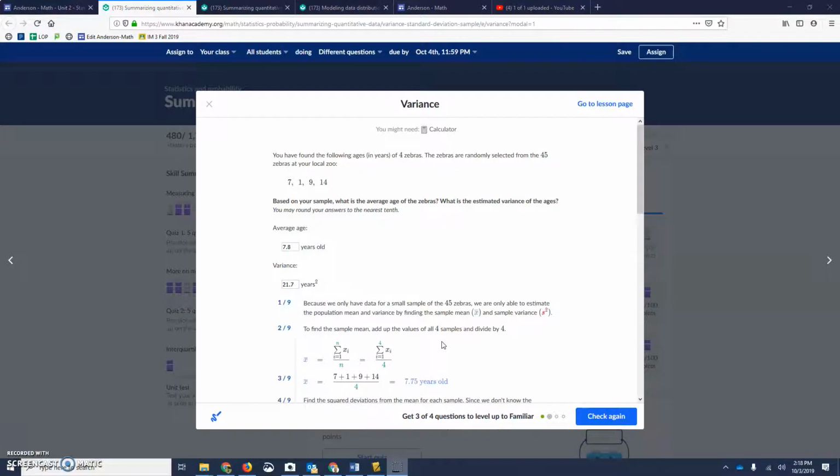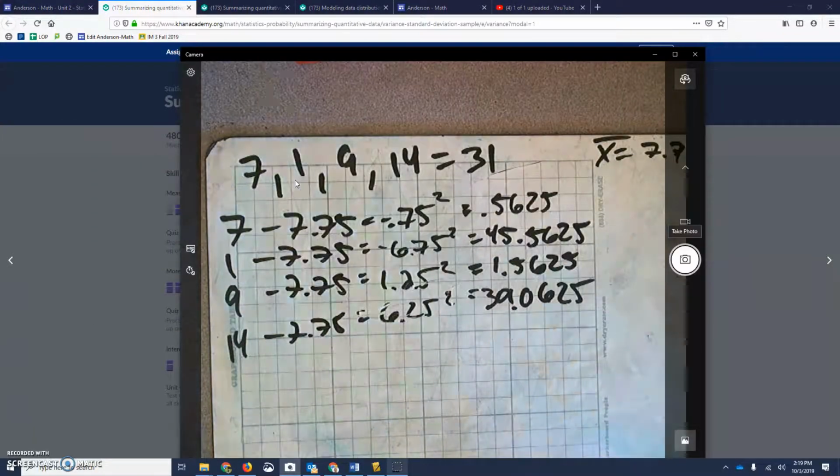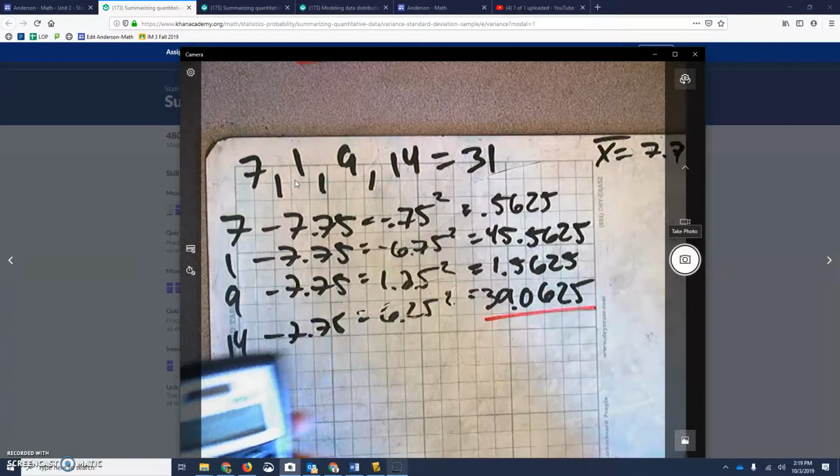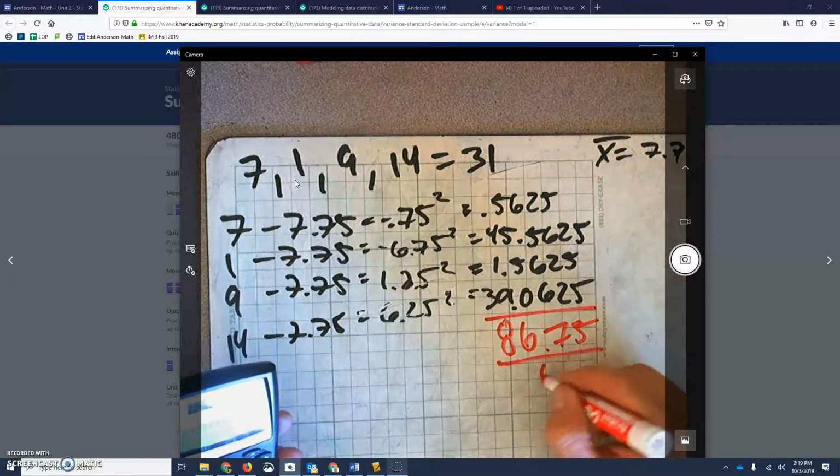I didn't read the question closely enough, and there's something that's kind of important here. So up here we have 4 zebras. Because they're randomly selected from a bunch more, when you're not using the full sample size, you're only using a portion of it, we change how we divide at the very end when we get to our variance. So right here, when we added all these numbers up, we got 86.75. Okay, and I divided by 4.